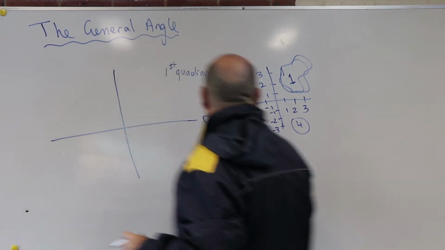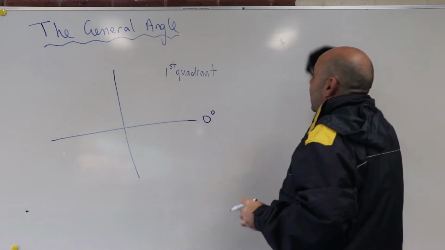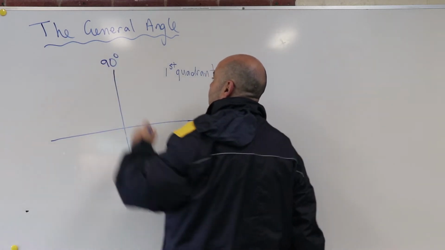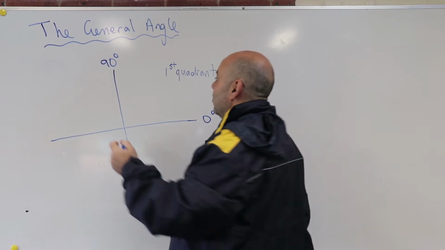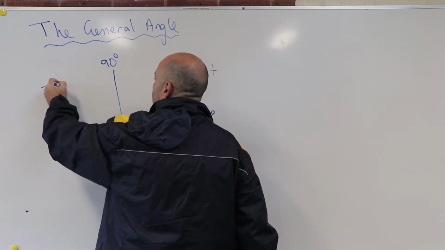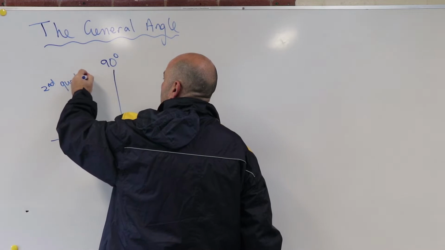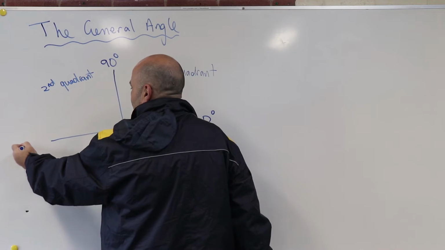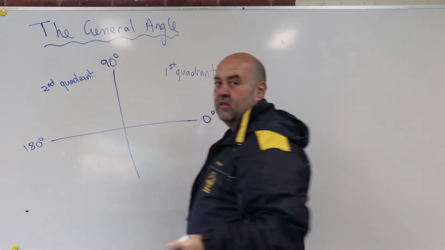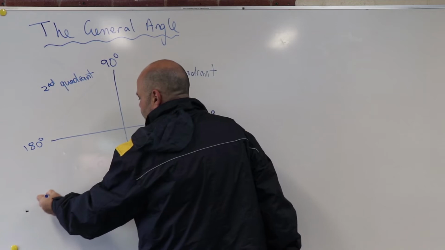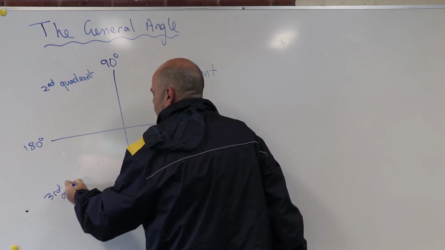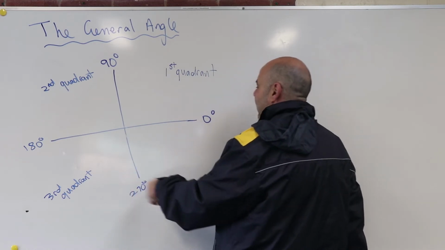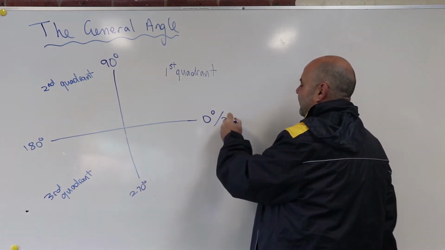And beginning there, if I follow my first quadrant around, well then the y-axis is going to be 90 degrees. And into my second quadrant, I end up with the negative x-axis being 180 degrees. And into my third quadrant, I'm down here at 270 degrees. And then back around here, I'm at 360 degrees.